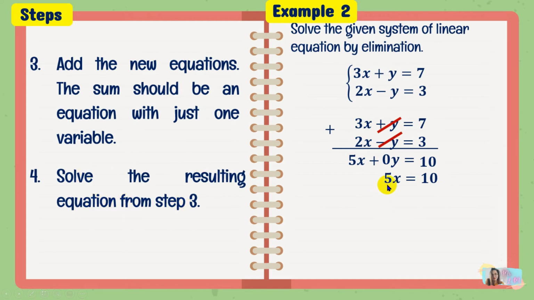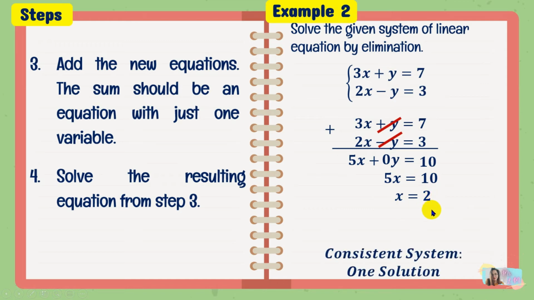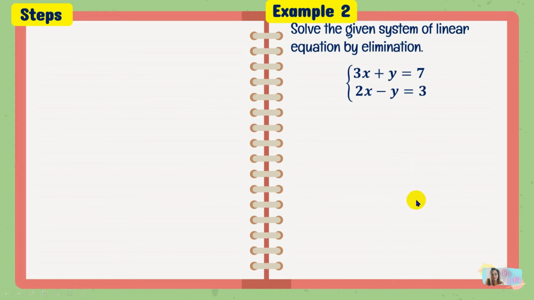Nasa step 4 na tayo. Since we have 5x is equals to 10, hindi pa siya mismong x. Kaya, we have to divide both sides by 5. And 10 divided by 5 is 2. So, x is equals to 2. And kapag meron tayong ganitong value ng x, that means meron tayong consistent system. Meron tayong one solution.